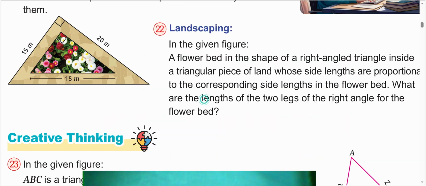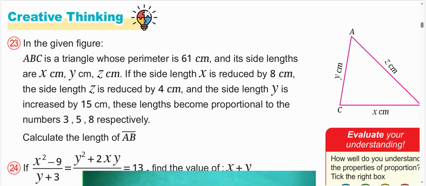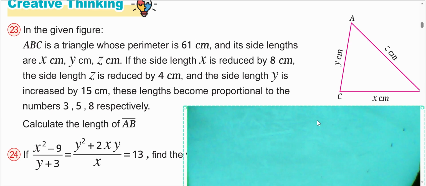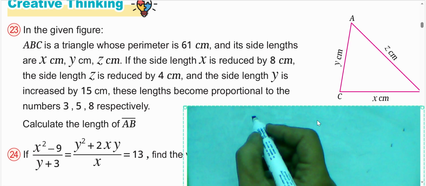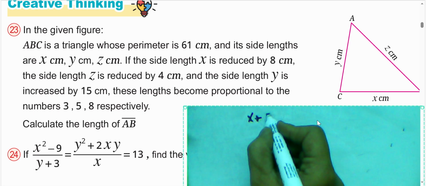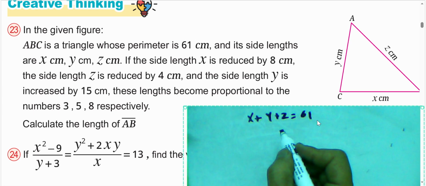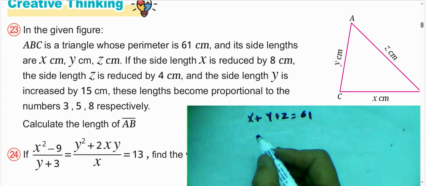Next question, creative thinking. Give me the relation between three sides in a triangle. ABC is a triangle whose perimeter is 61. It means x plus y plus z is 61. And x reduced by 8 centimeter, z reduced by 4, and the side y increased by 15. These become proportional, ratio 3, 5, 8. Okay.